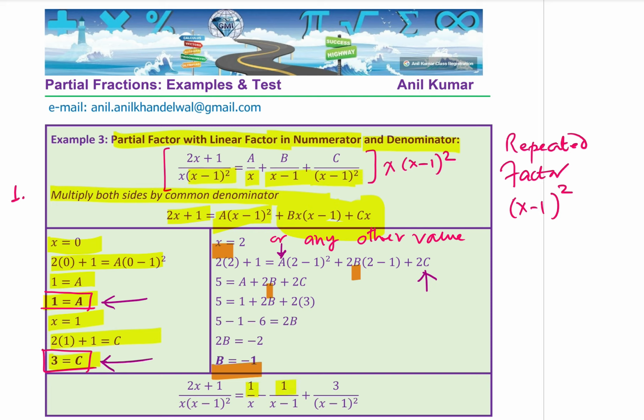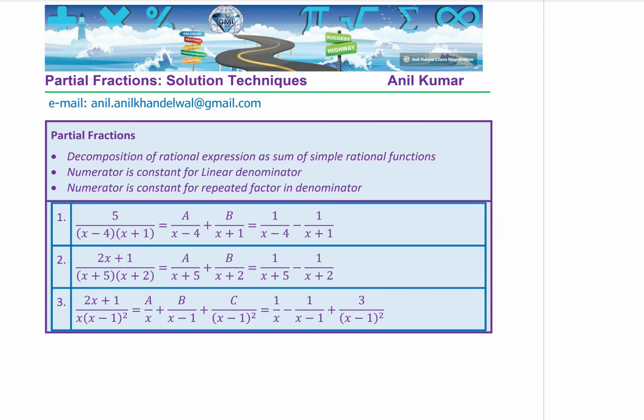And substitute a, b, and c. That minus 1 is being reflected here, right? Minus 1. And so you get partial factorization of this rational function also, correct? So these are the steps involved. So we have seen how we perform this activity of partial factorization in rational functions.